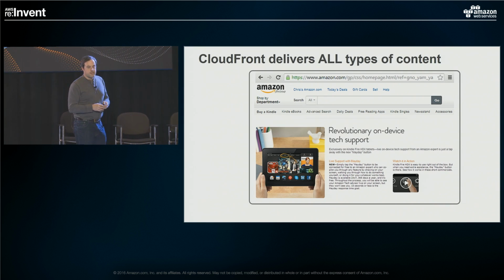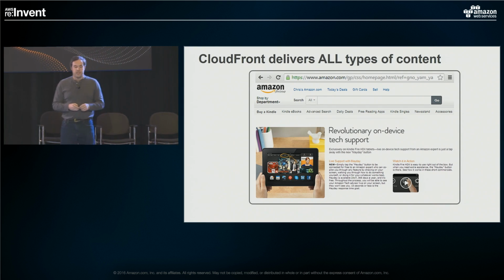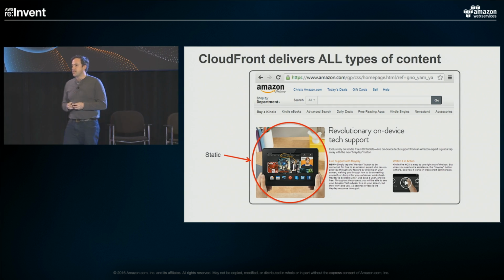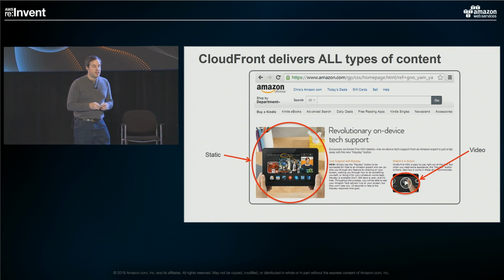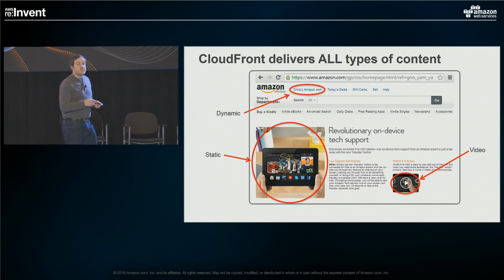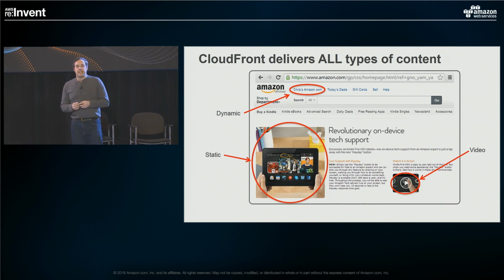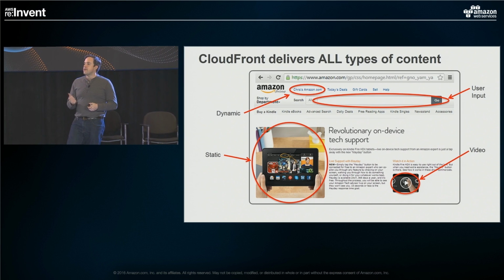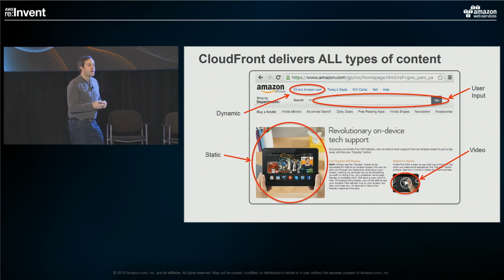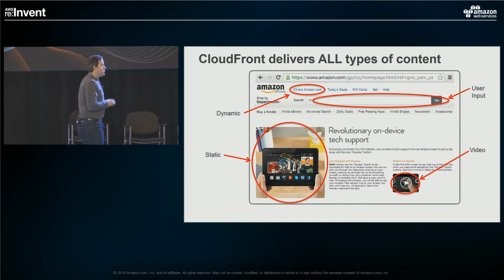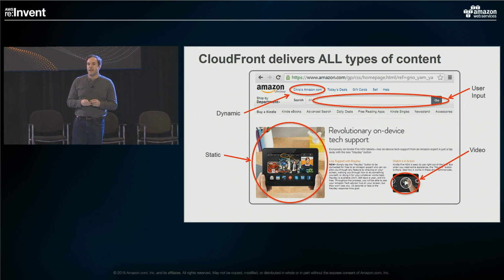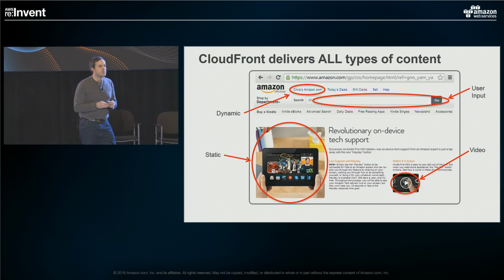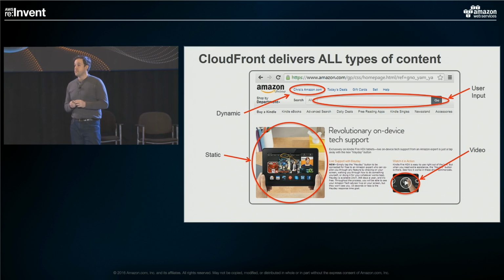It's also able to deliver all types of content. So it delivers static content, which is what you would tend to think of with a content delivery network. But it also delivers video and dynamic content. The notion of delivering and accelerating dynamic content and user input is one that is not generally thought of as an advantage of CDNs. But the way that CloudFront is built is that we are able to significantly accelerate API and dynamic content requests, because from all of our networks of POPs, we maintain connections to the origin.